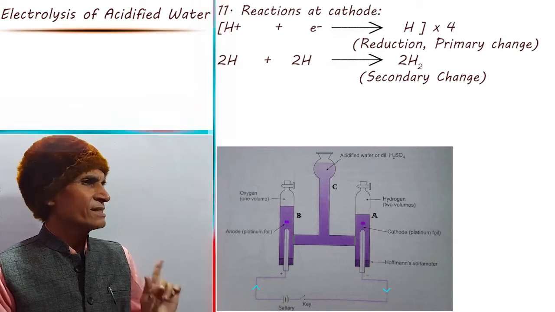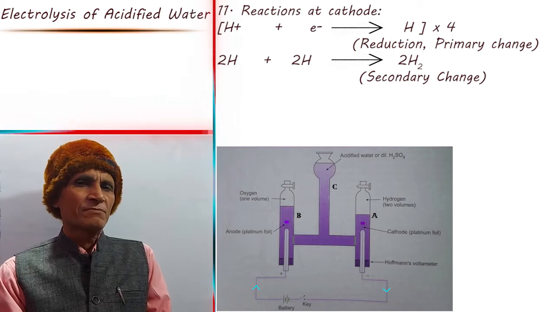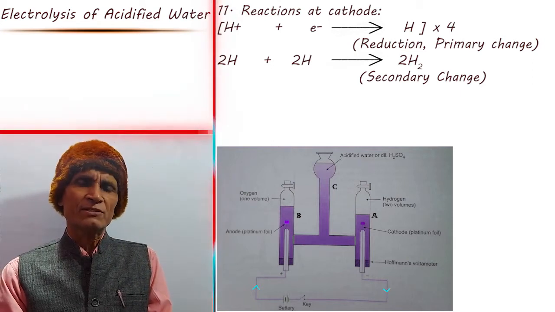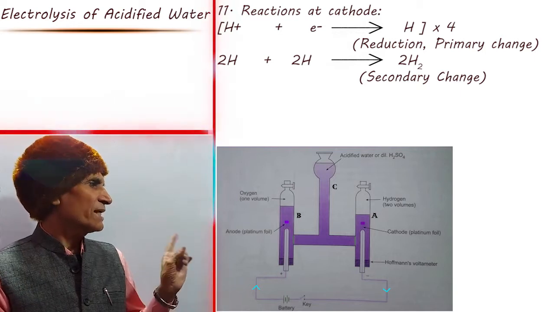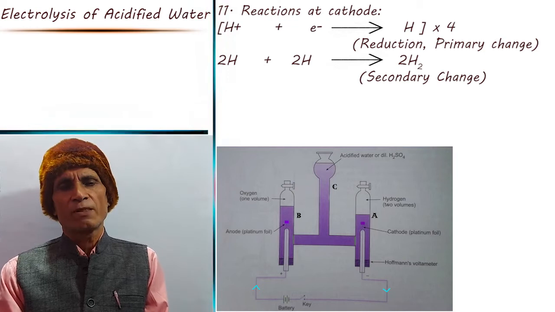Next is the reaction at the cathode. H+ plus 1 electron gives a hydrogen atom, the primary reaction. Secondary one: hydrogen atoms combine together to form a hydrogen molecule.